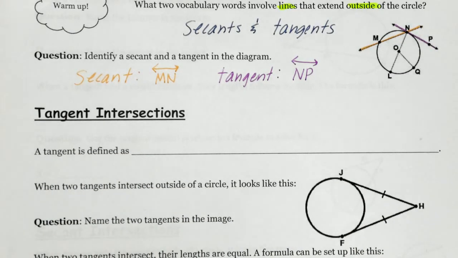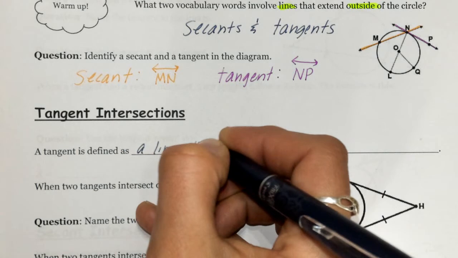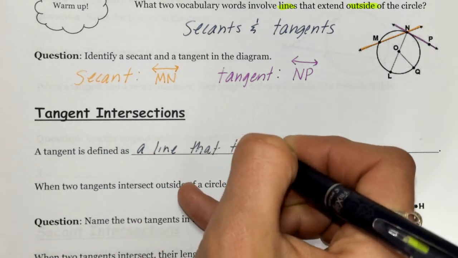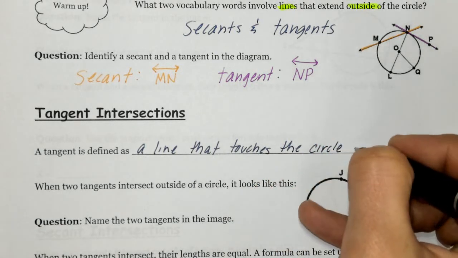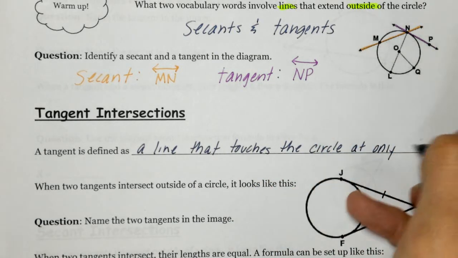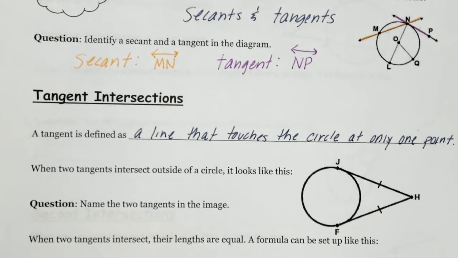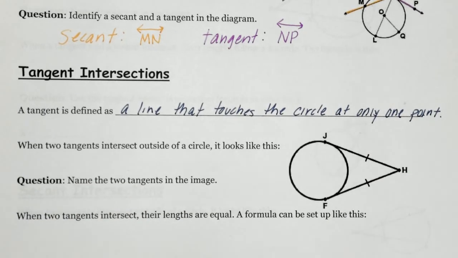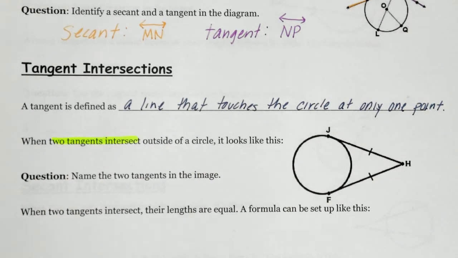Tangent intersections. What happens when two tangents intersect? So tangent is defined as a line, as we just talked about, that touches the circle at only one point. Sorry, the line's kind of not long enough there. So it's a line that just barely touches. Now we have two tangents that intersect outside of a circle. This is what it's going to look like. So we have two tangents intersecting, and they're always going to intersect outside the circle.